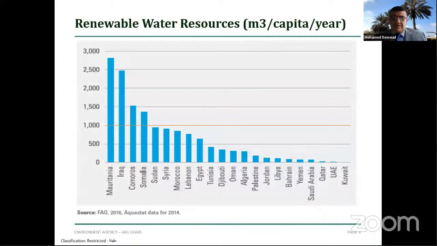At present, most of the countries are lying below the poverty line, which is 1,100 cubic meters renewable water resources per capita per year, except 2 or 3 countries, which is mainly Mauritania, Iraq, and Somalia. The remaining countries are below, and especially in GCC countries, they are far below. They are less than even 100 cubic meter per capita per year, which makes the situation very stressed regarding the availability of renewable water resources in the region.